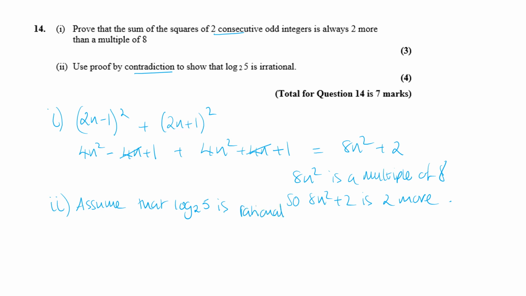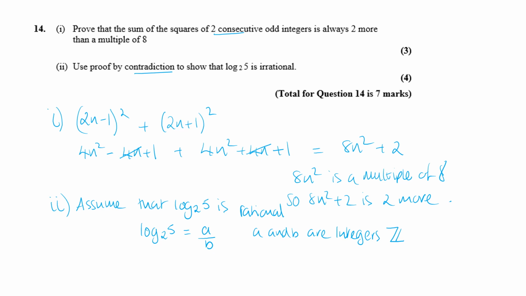So if log to base 2 of 5 is rational, then log to base 2 of 5 equals some fraction. You can call it m over n, p over q. I think I'll go with a over b, where a and b are integers. You could say integers, the sign for integers is that Z sign, and a and b, the fraction there, is in its simplest form.